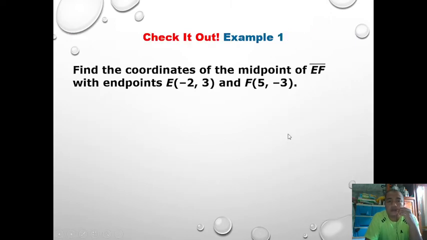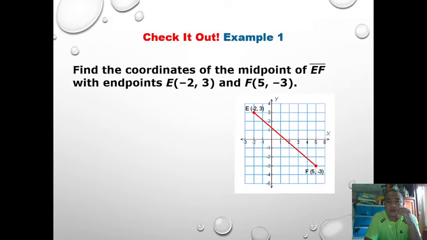Okay. Next, find the coordinates of the midpoint of EF with endpoints E(-2, 3) and F(5, -3). So same procedure as we have done in our example 1.